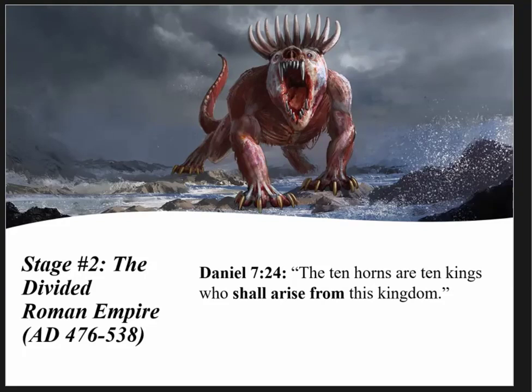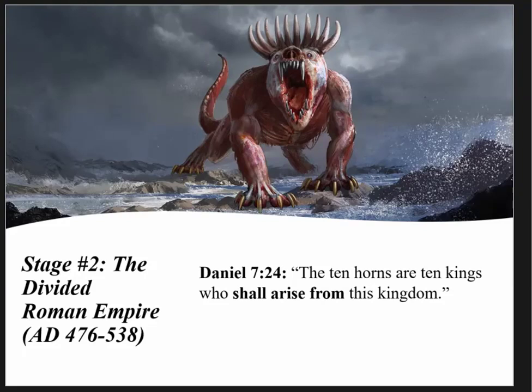Now, history proves that the Roman Empire was carved up and divided among the barbarian tribes who invaded from the north, right? So what do the 10 horns represent? They represent 10 kings or kingdoms that arise from the divided pagan Roman Empire. So now we see stage 2 is the barbarian tribes that came in and divided the Roman Empire.